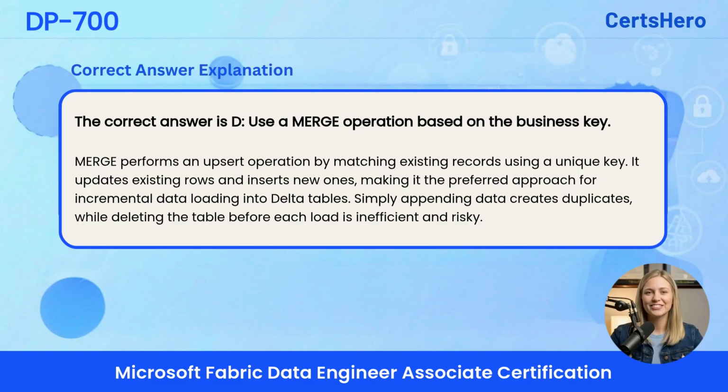The correct answer is D. Use a merge operation based on the business key. Merge performs an upsert operation by matching existing records using a unique key. It updates existing rows and inserts new ones, making it the preferred approach for incremental data loading into Delta tables. Simply appending data creates duplicates, while deleting the table before each load is inefficient and risky.